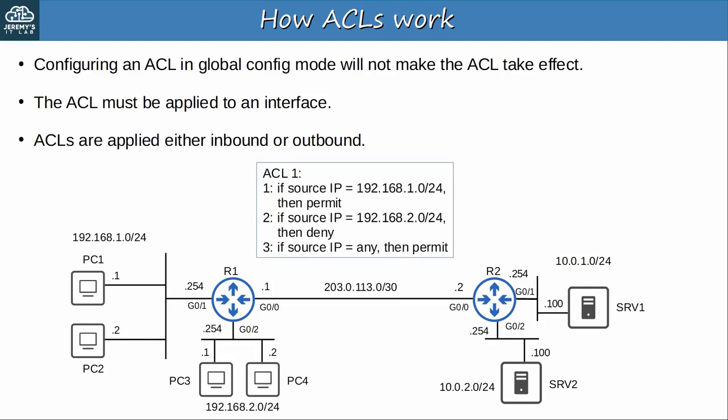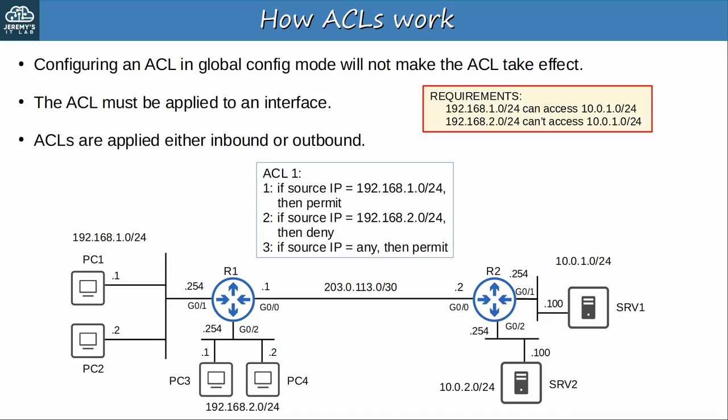Here's that same ACL as before. Let's say we configured it on R1. So it has been created, but it hasn't been applied yet. Let's walk through some examples of applying ACL1 to different interfaces in different directions. Once again, here are the requirements. Depending on which interface we apply the ACL to and which direction we apply it in, we will either succeed in meeting the requirements or fail.